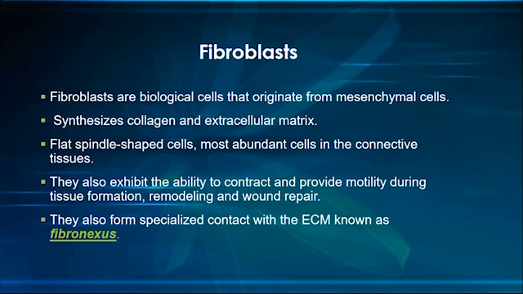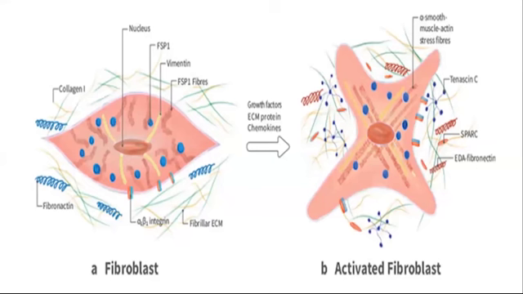So these are some of the functions. In the third point, you can see that they have the ability to contract, provide motility during remodeling, repair, and tissue formation. And the association that they form with the extracellular matrix is known as the fibronexus. This is how the active and passive form of fibroblasts they look like.